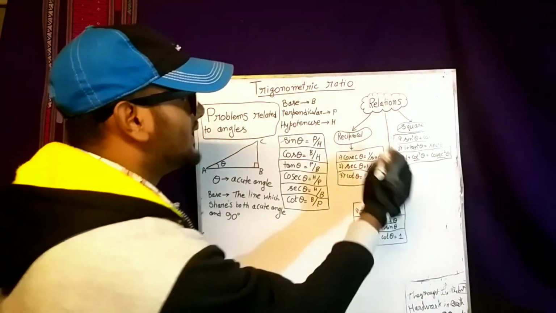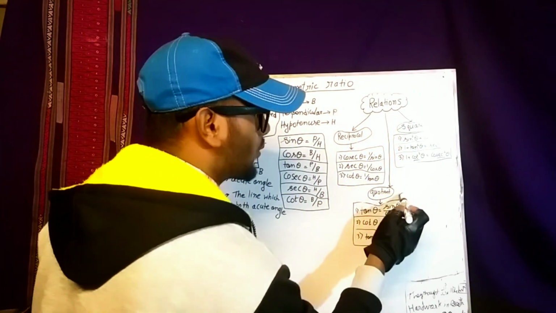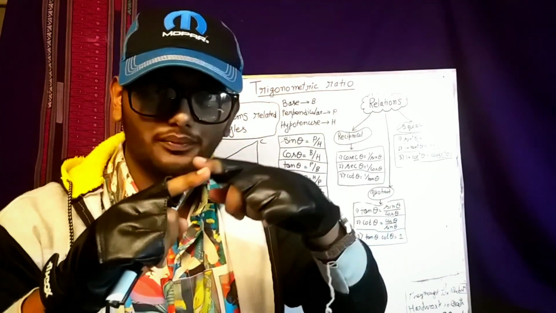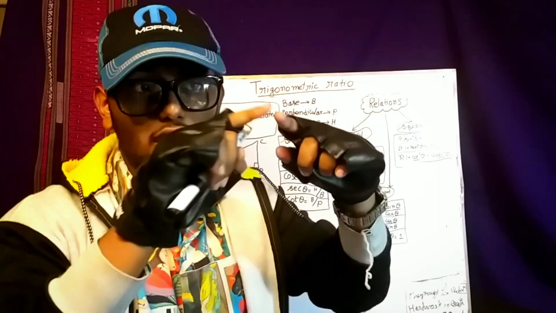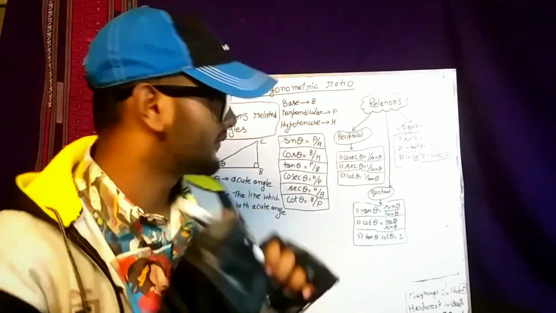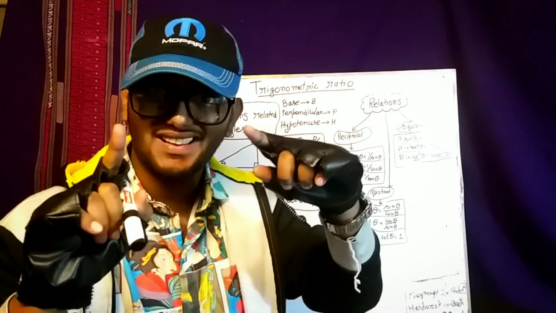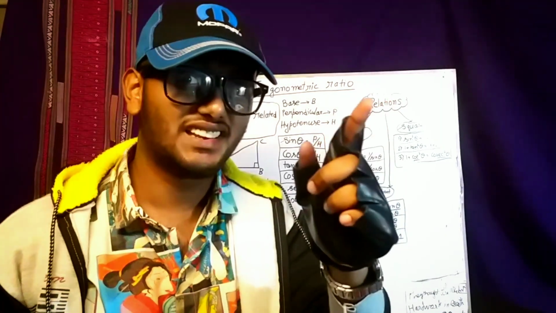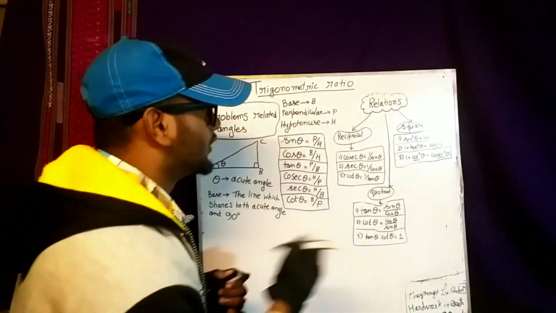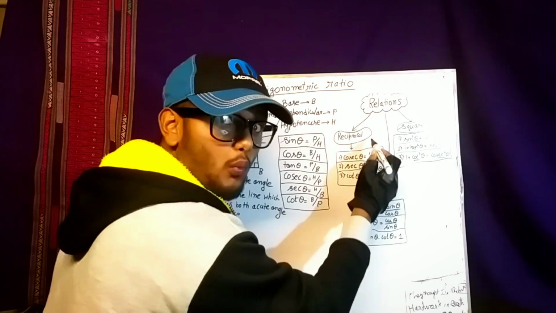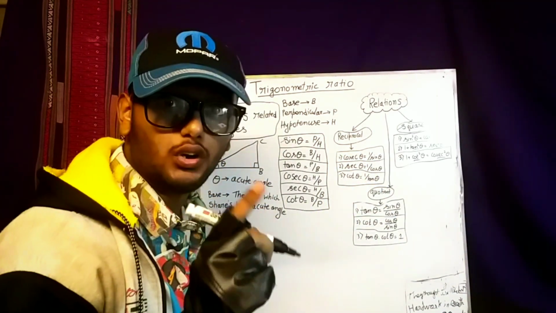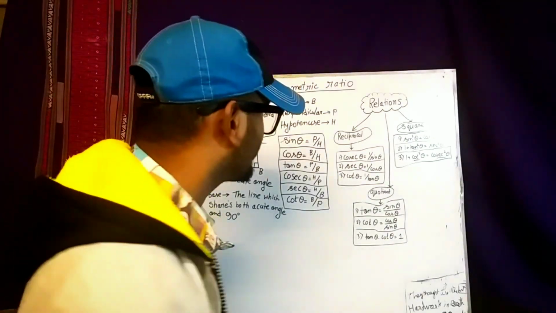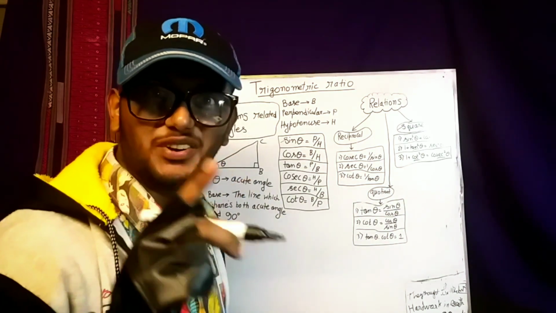Now, there are 3 relations: reciprocal, square, and quotient. What is the reciprocal relation? Reciprocal relation means something inverse, like A equal to 1 by B. This means B is the inverse of A. I will not write this one because I have already done it in detail in my short video. So reciprocal relation means cosec theta is equal to 1 by sin theta. Similarly, sec theta is equal to 1 by cos theta, and cot theta is equal to 1 by tan theta.